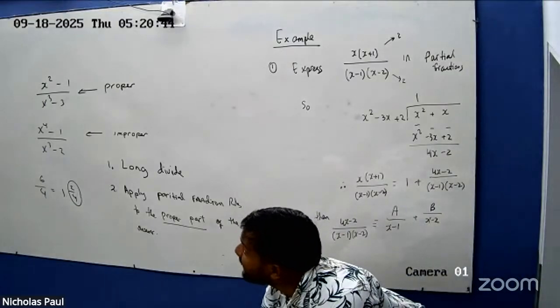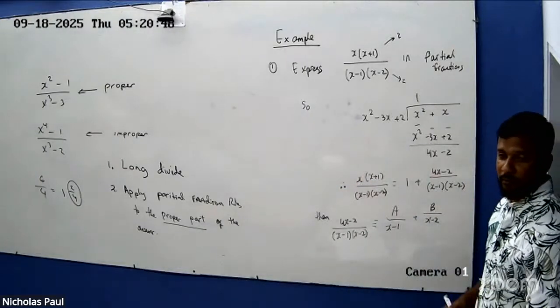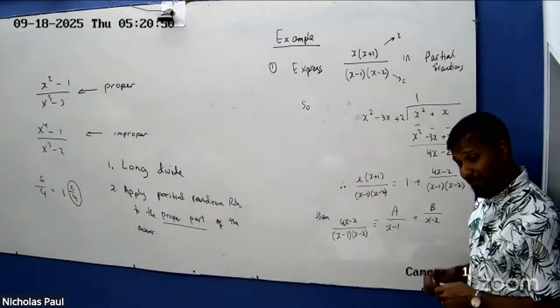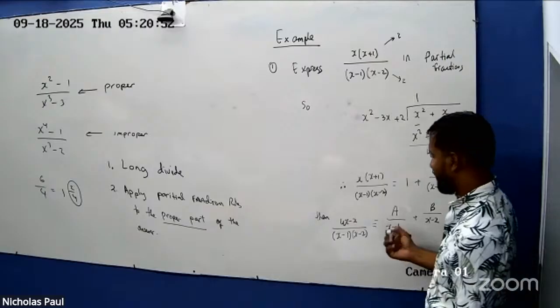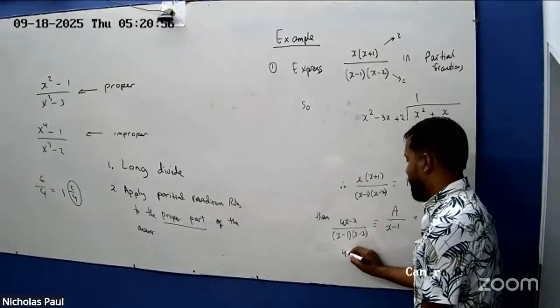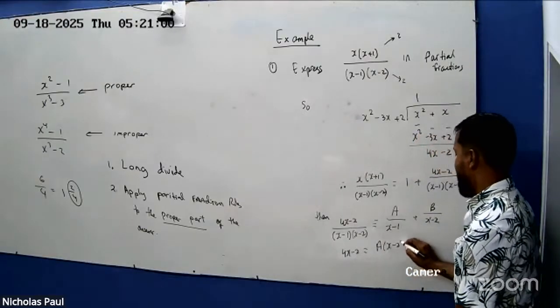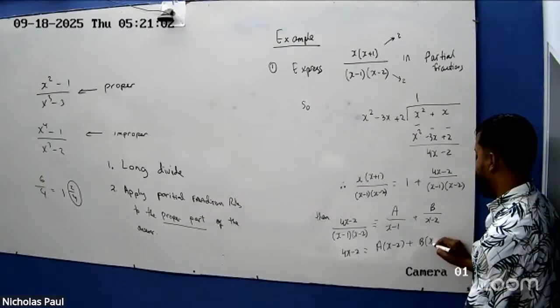Not yet. Wait, not yet. Multiply by x minus 1 times x minus 2, multiply everything by this. So you'll get 4x minus 2 is equal to a times x minus 2, plus b times x minus 1.